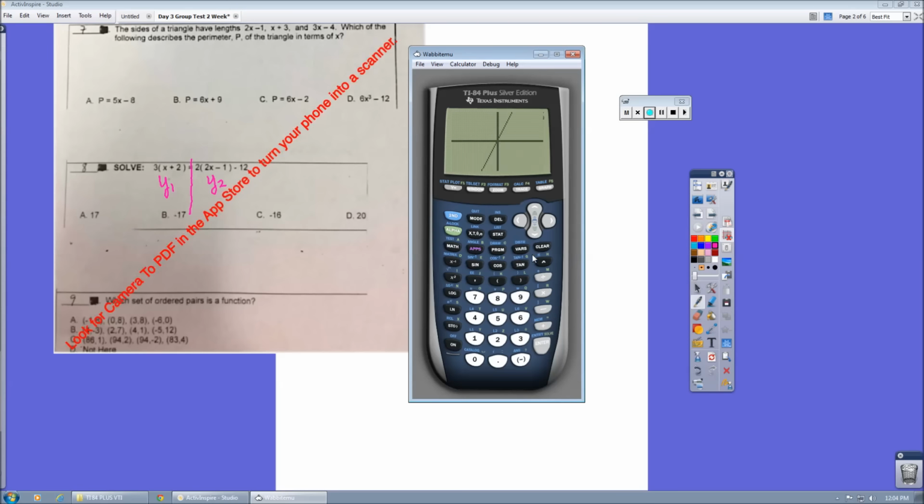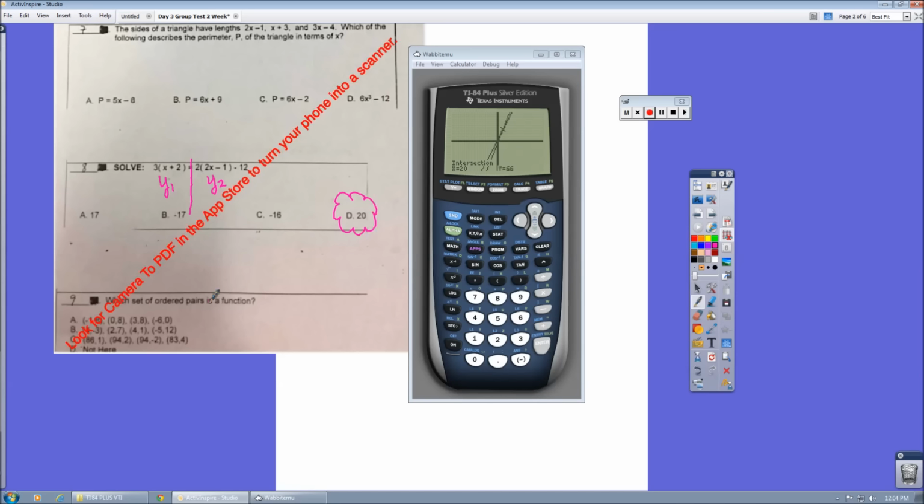And now we can get close. We can find out where they intersect, somewhere over there. So go to second calc, number 5, the intersect. And on the first line or curve, get it close to where you think they are intersecting, enter, enter, enter, and it tells you that x equals 20.